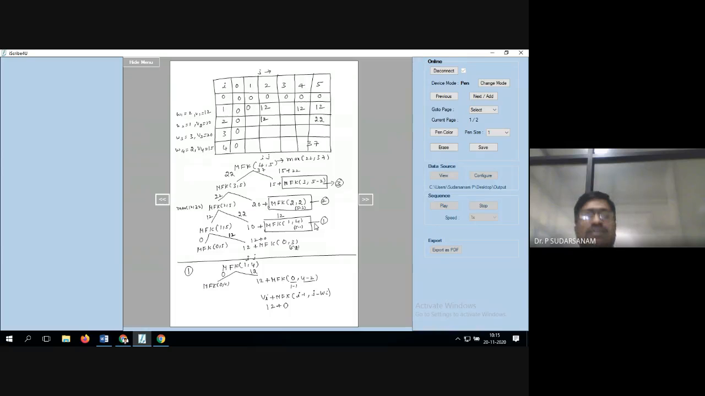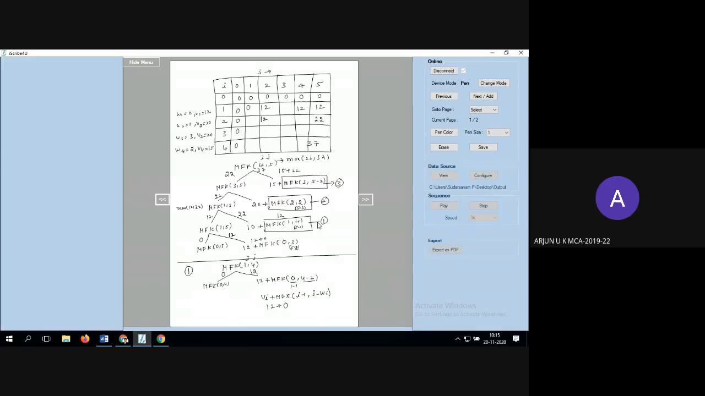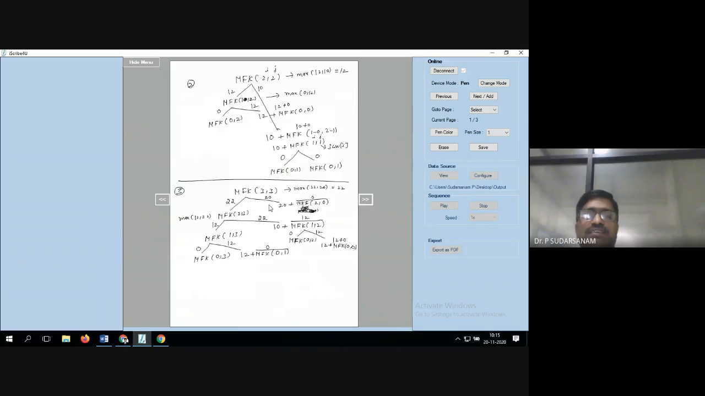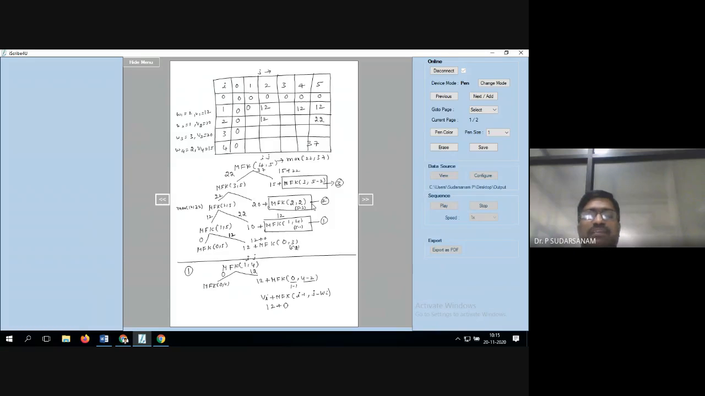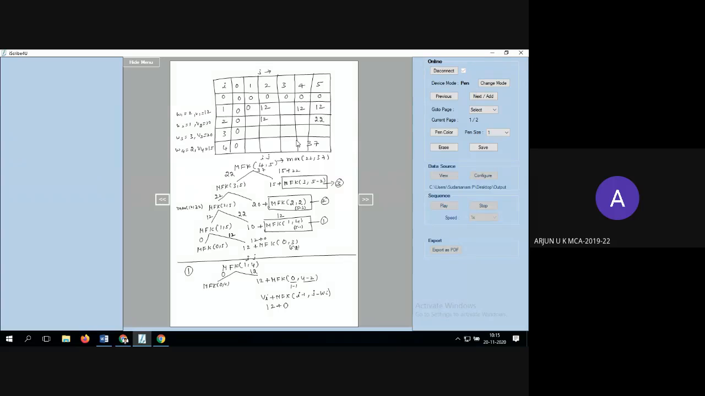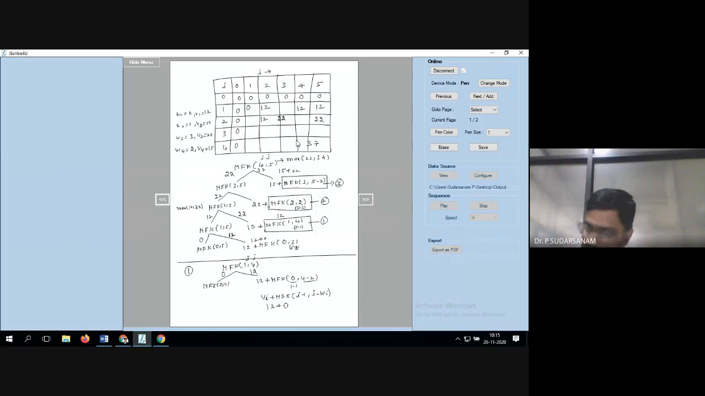Right, sir. Next. Arjun, any other values calculated? Sir, 2 comma 3. One minute, sir, I'll tell you. Now up to here over. Now in the third table you tell me what are the values you have calculated. 2 comma 3 is 22. Next, 3 comma 3. Sir, same 22. 3 comma 3 also 22 only. Next you got 3 comma 5.